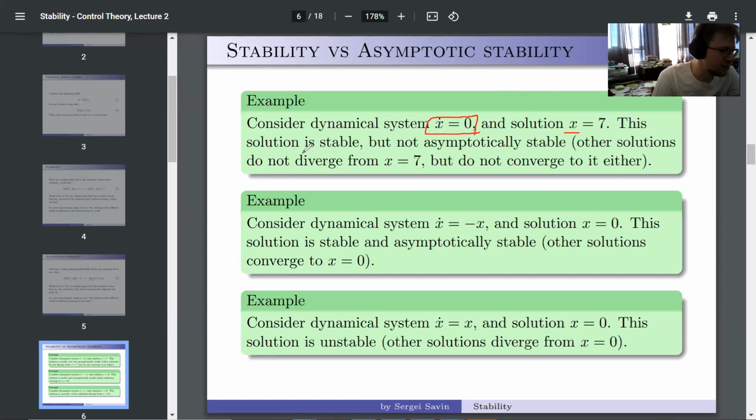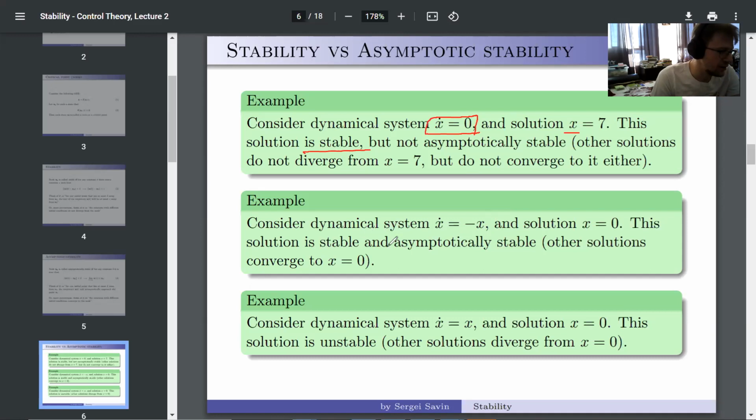The solution is stable because any other initial condition other than x equal to 7 will produce a solution that does not diverge. But they don't converge either. So it is stable, but not asymptotically stable. You can think about it in terms of those definitions, but just think about the system. What it does is it takes an initial condition and doesn't change it. So yes, it is stable.